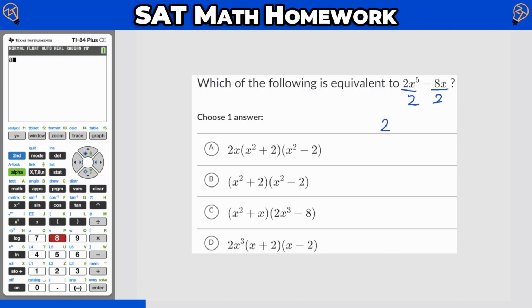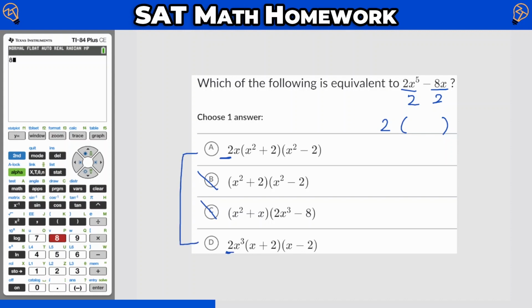So I'll definitely pull that part out. And we could start eliminating answer options right away. Just based on the fact that I pulled out a 2, I could eliminate C and B because neither of those have a 2 out front the way that A and D do. And then what else can I pull out?